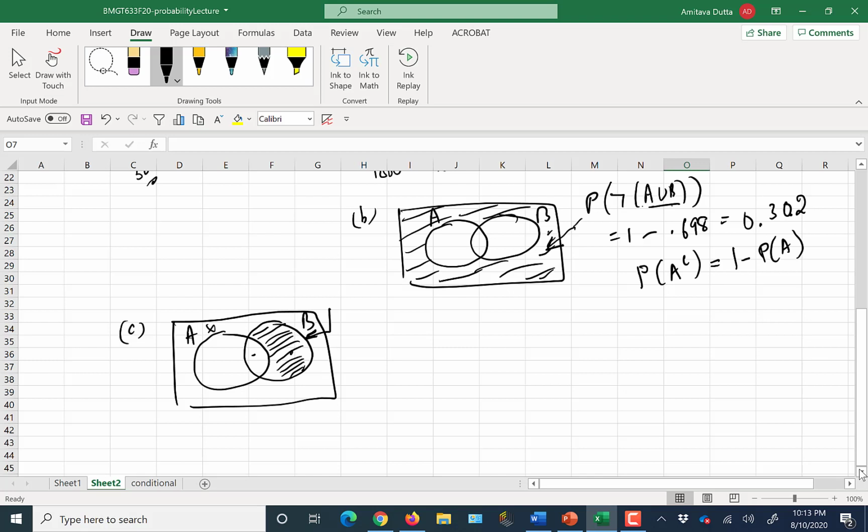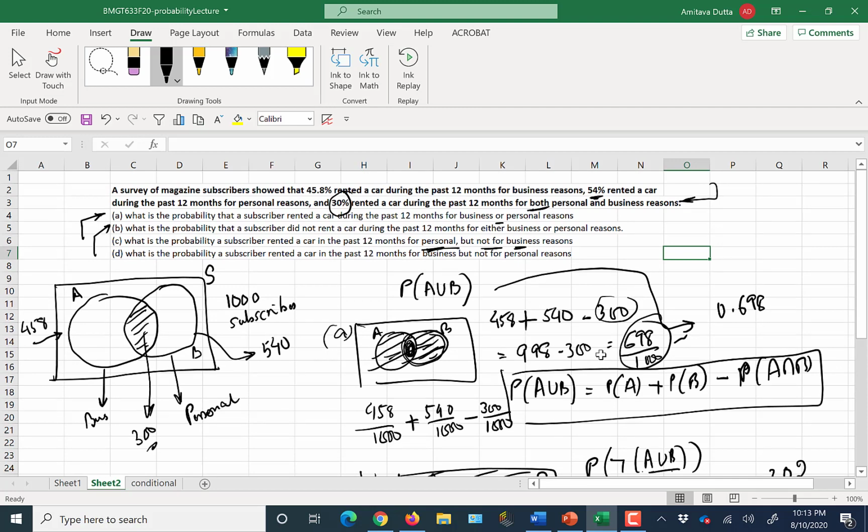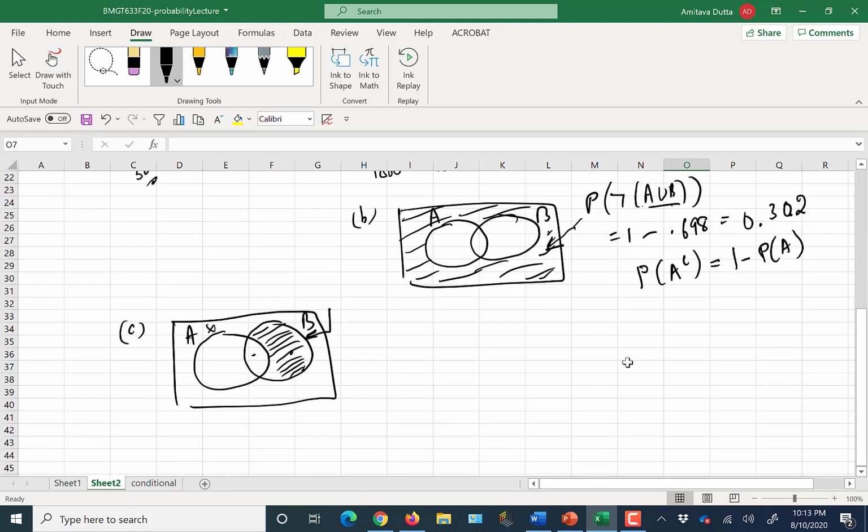So if I think of how many subscribers are in that shaded portion, this is equal to the number of subscribers who rented for personal reasons, which is 540. You've seen that here. But this includes the middle also. This is all of B, isn't it? So I have to take out the middle portion, which is the people who rented for business reasons, and that is 300. So this shaded portion is 540 minus 300, which is equal to 240. So the probability is 240 divided by 1000, because there are 1000 subscribers in this box.